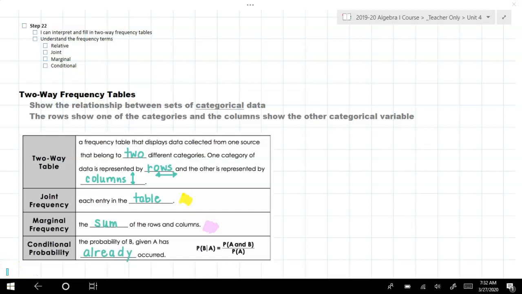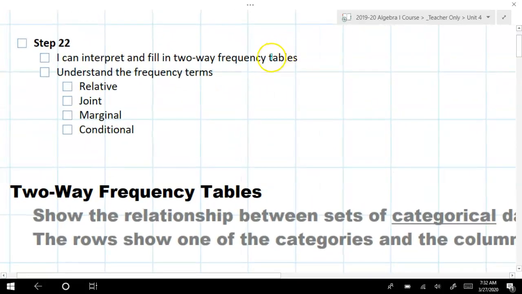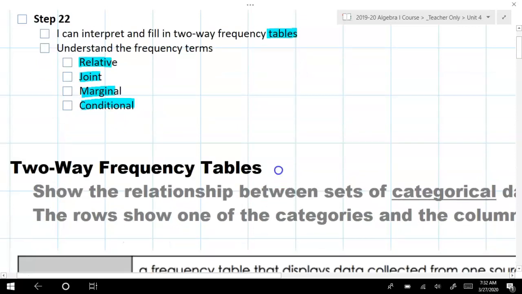All right, today we're going to continue our journey through Unit 4, Probability and Statistics. So this is Step 22 notes. I can interpret and fill in two-way frequency tables. So we're going to talk about tables, and then we're going to talk about the terms relative, joint, marginal, conditional.